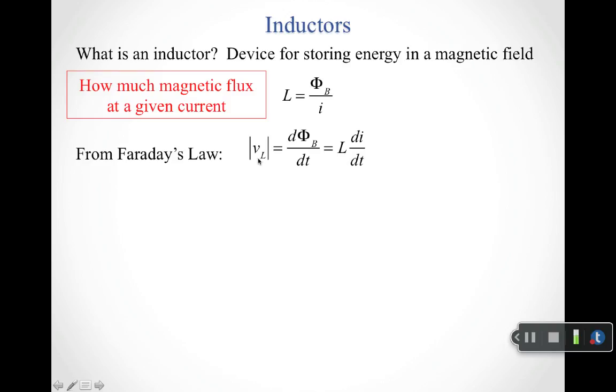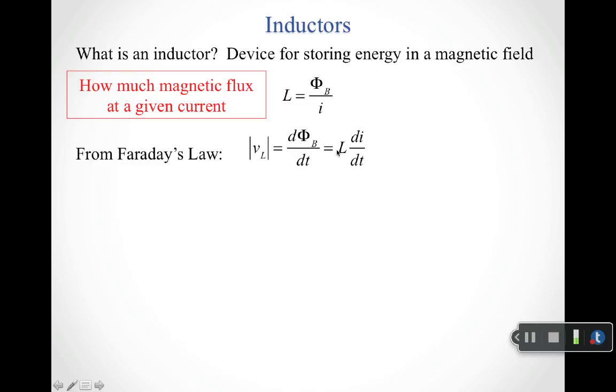From Faraday's law, we've been writing this in terms of an epsilon, the EMF, and all we're going to do is write it in terms of a lowercase v. It still means the same thing. It's the potential difference across the inductor. So the voltage of the inductor, if we're not worried about signs, so I don't need to worry about the minus sign here, is just going to be the derivative with respect to time of the magnetic flux.